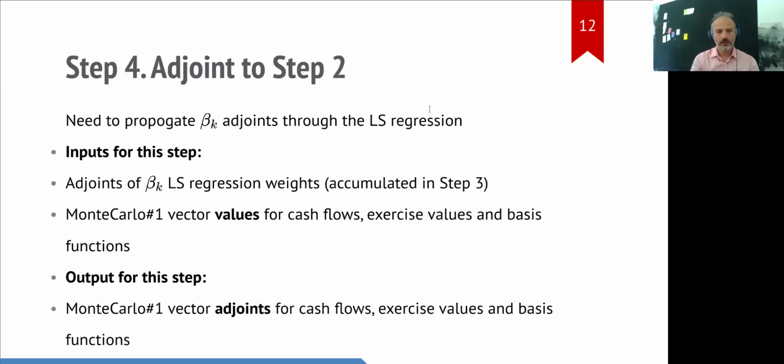The output of this step is vector adjoints for cash flows, exercise value, and basis functions. Now, this is important. We converted scalar adjoints for LS regression into vector adjoints for cash flows and exercise values. This is a somewhat bigger data set, and this is basically why you need to double your memory requirement. The original method only needed vector values from Monte Carlo 1. We now need also adjoints for these values.